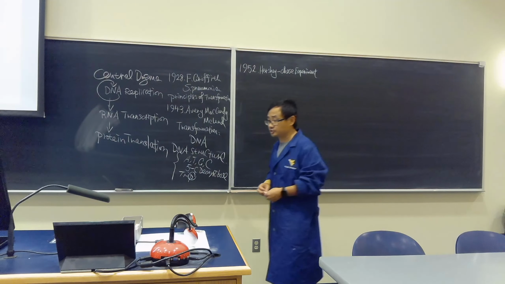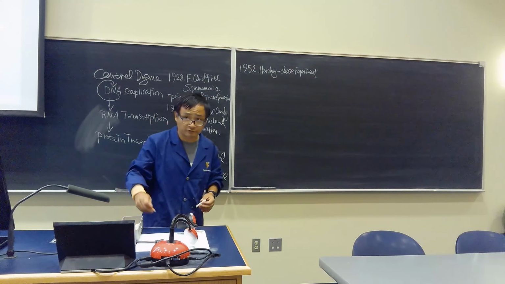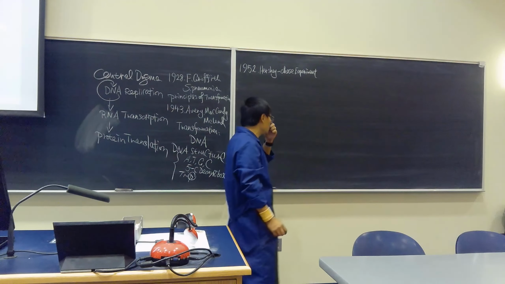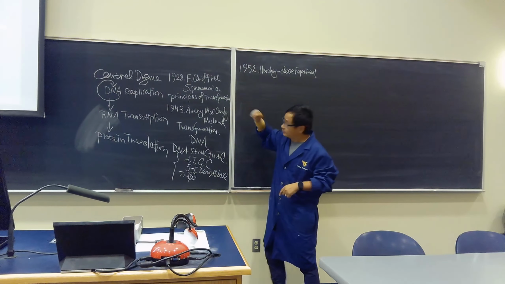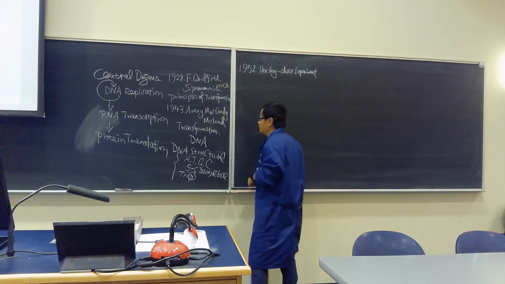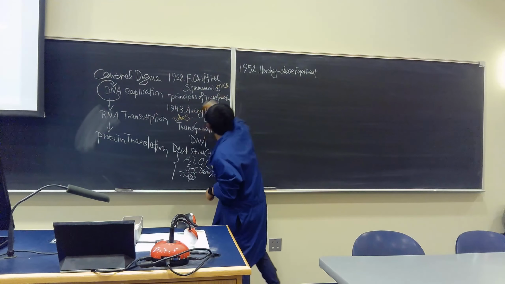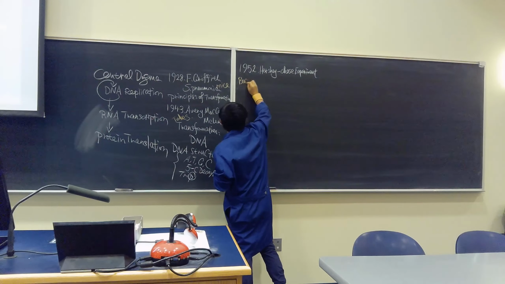They did a study from a different standpoint to verify that the genetic information is DNA. So how did they do it? Griffith did it in mice. We know that. And Avery, McCarty, and MacLeod did it in bacteria without animals. What Hershey and Chase did is in bacteriophage.